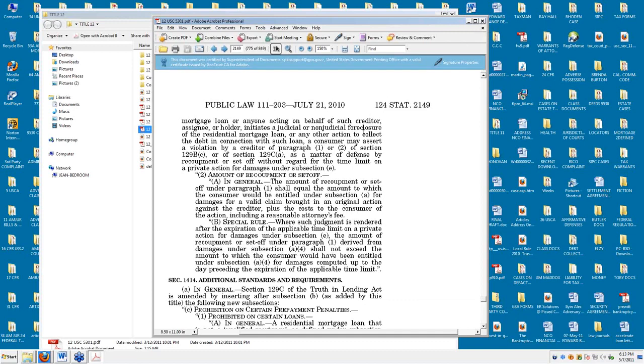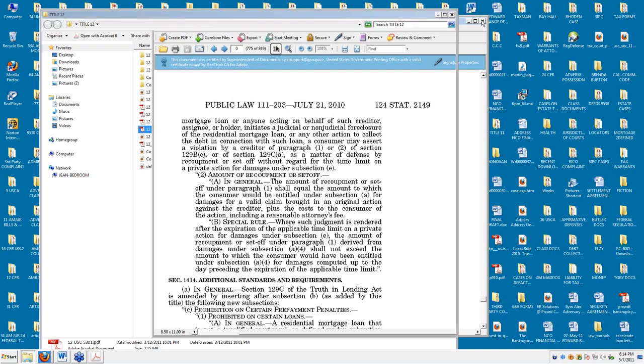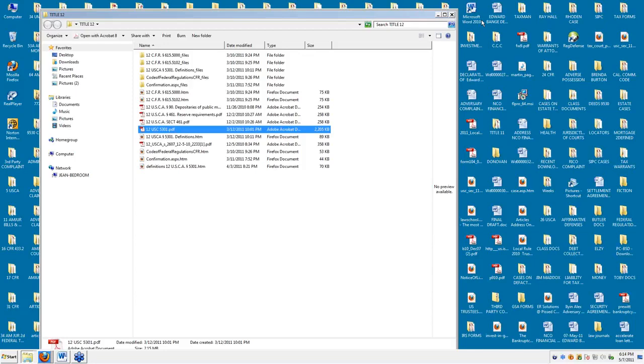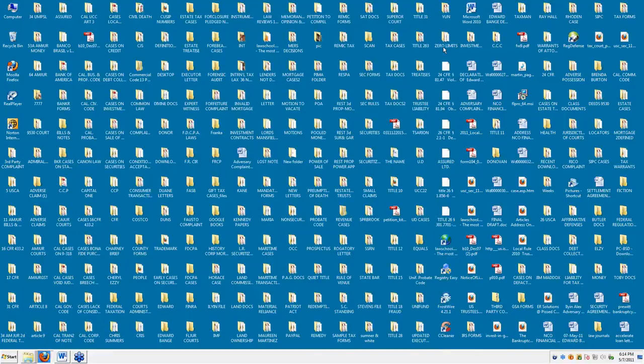Now, remember, does everybody have a copy of this law? Well, they're going to have it on a screenshot now. You can download this. This is Public Law 111-203, July 21st, 2010. What they're referring to here is under the Uniform Commercial Code. I'm going to go in there to the Uniform Commercial Code and show you.